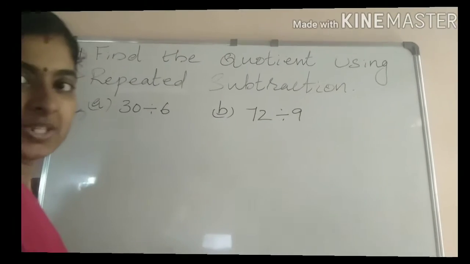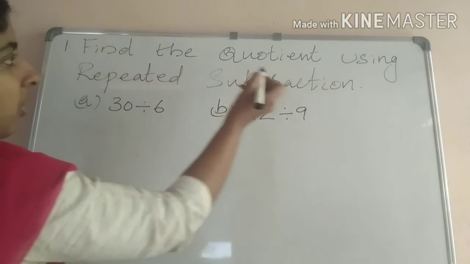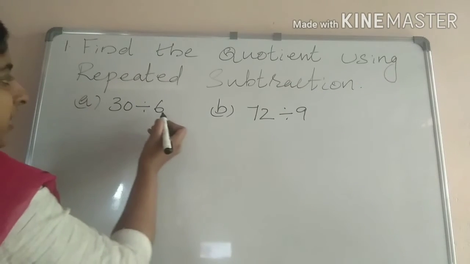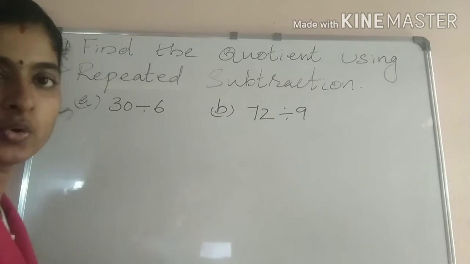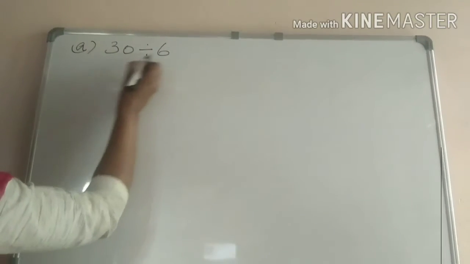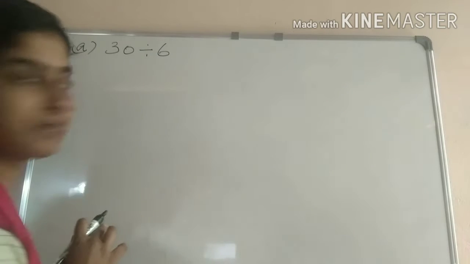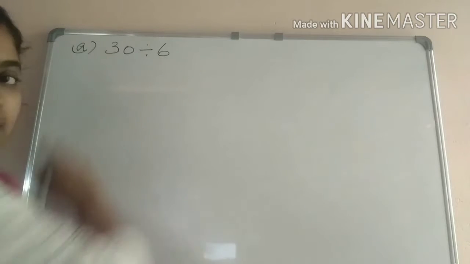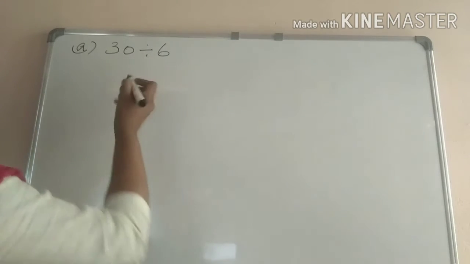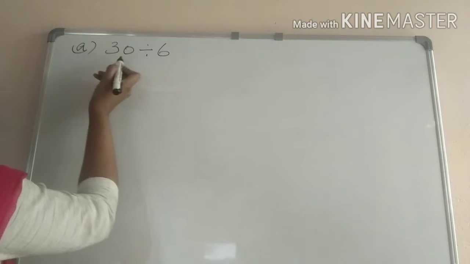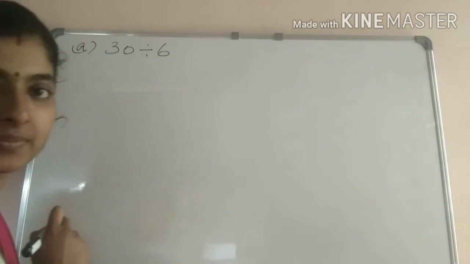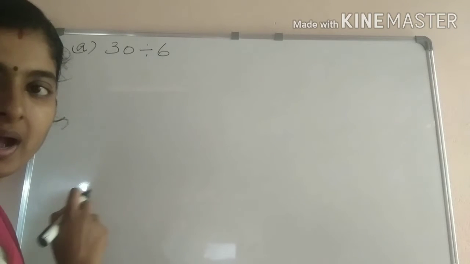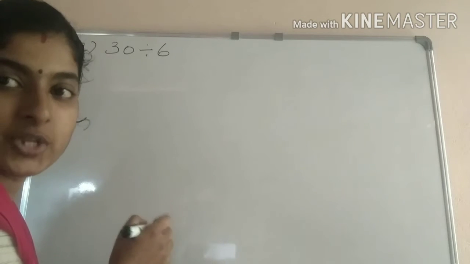See the first question. Find the quotient using repeated subtraction. The first one is 30 divided by 6 and the second one is 72 divided by 9. For 30 divided by 6, 30 is the dividend and 6 is the divisor. Now we subtract 6 from the dividend 30. See how many times we subtract until we get 0.